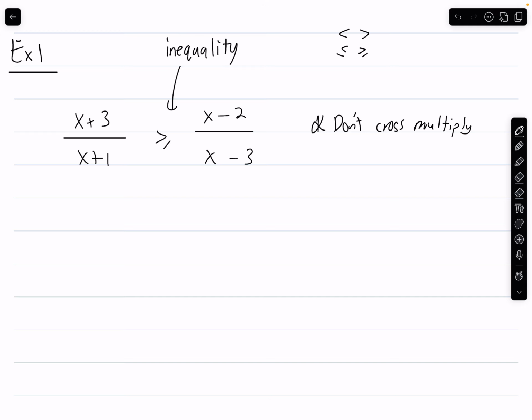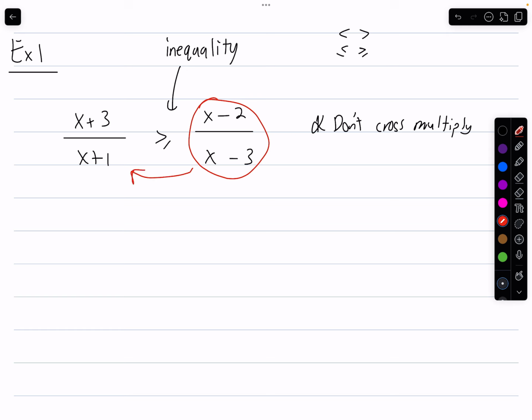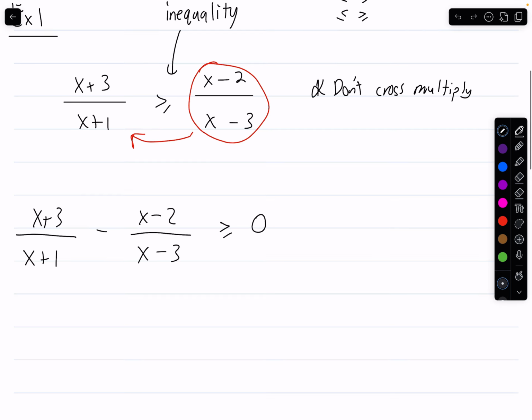So what we're going to do is take this right side and bring it over to the left side. So let's do that. We're going to have (x plus 3) over (x plus 1) minus (x minus 2) over (x minus 3), and now that we brought it to the left side, we leave this as greater than or equal to 0. That's going to play an important part in the future when we get to the inequality aspect. Right now, we're just doing some algebra.